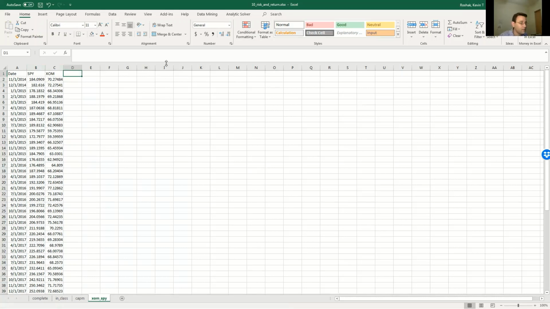So in column D, I'm going to calculate the return on the SPY, and then in E, I'm going to calculate the return on Exxon. And how do you calculate a return? Well, it's just the change in price divided by the original price. So for the S&P 500, in December 2014, it was at 182. It had started at 184. So 182 minus 184 divided by 184 is going to give us the return.